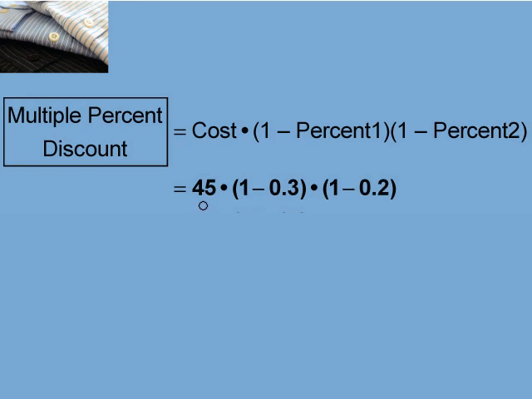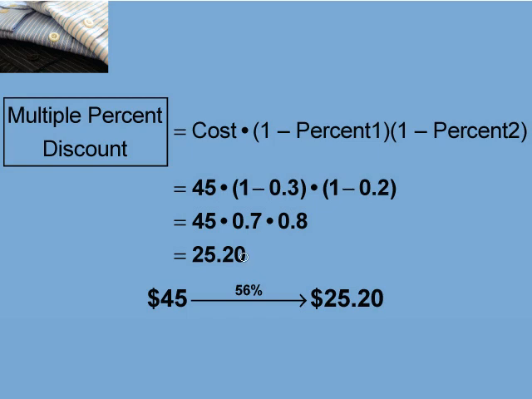The original price of the shirt is here. The discounted price is found through this expression, and the double discounted price is found through this expression. We get 45 times 0.7 times 0.8 with a result of $25.20, which is the double discounted price.